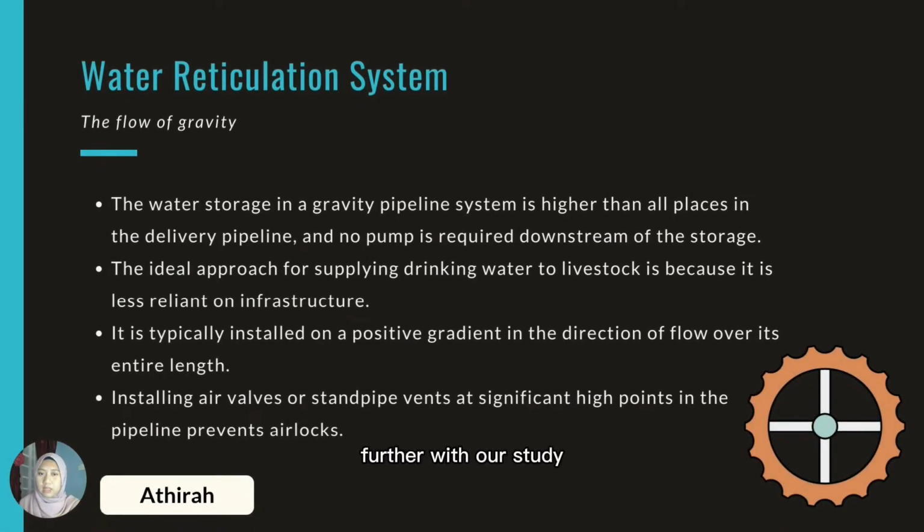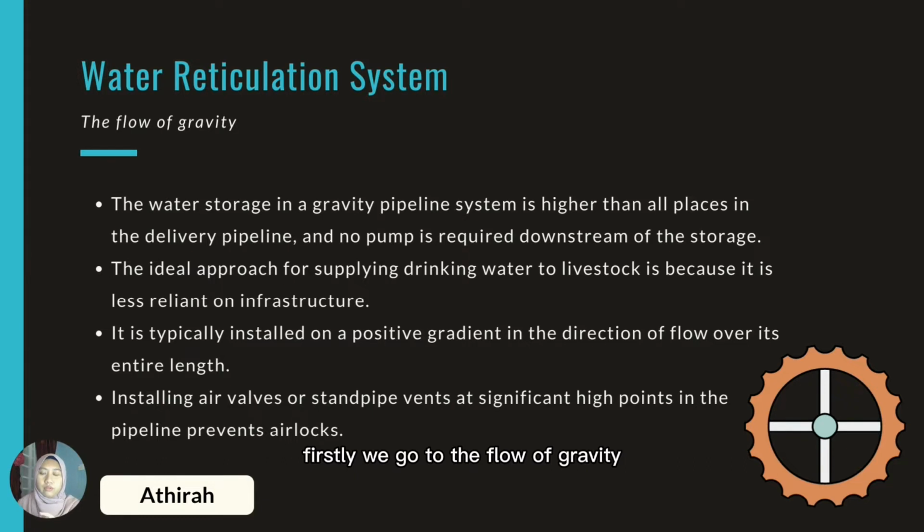Further with our study, a water reticulation system might be difficult to design. Air relief valves, vacuum relief valves, isolation valves, water storage and thrust blocks, as well as pipeline and fittings should all be located by the designer. Water reticulation system can be either gravity flow, pressurized, or a hybrid of the two.